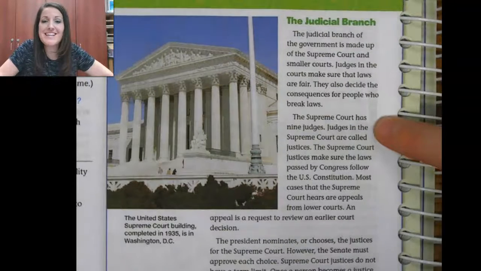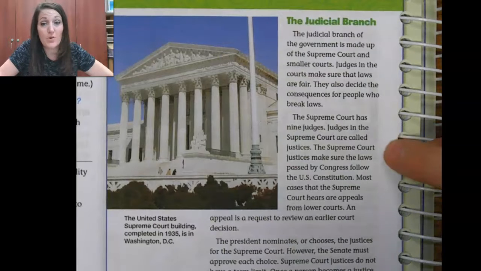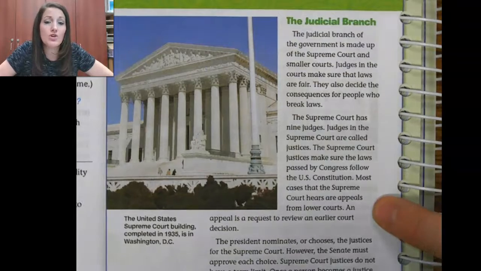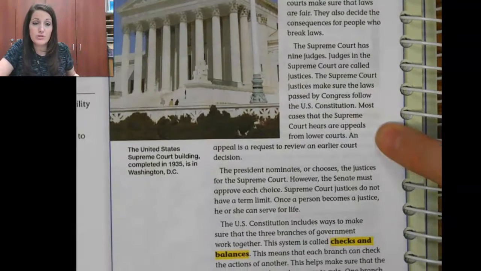The Supreme Court has 9 judges. Judges in the Supreme Court are called justices. The Supreme Court justices make sure the laws passed by Congress follow the U.S. Constitution. Most cases that the Supreme Court hears are appeals from lower courts. An appeal is a request to review an earlier court decision.